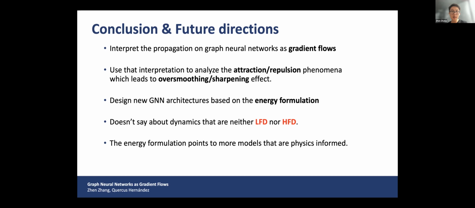But it doesn't say anything about the dynamics that are neither LFD or HFD. So there is still a lot of things that could be studied for the dynamics that are associated with the eigenvalues that are neither 0 or equal to the spectral radius. And also this energy formulation points to more models that are physics informed, so that there could be a lot of other models that could be proposed or studied in the future. And that's all for my presentation. I welcome any questions for me or Quercus.